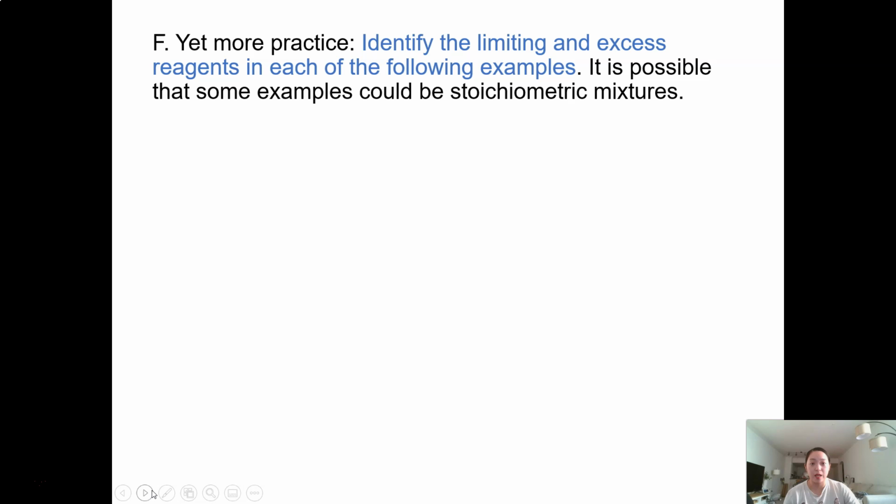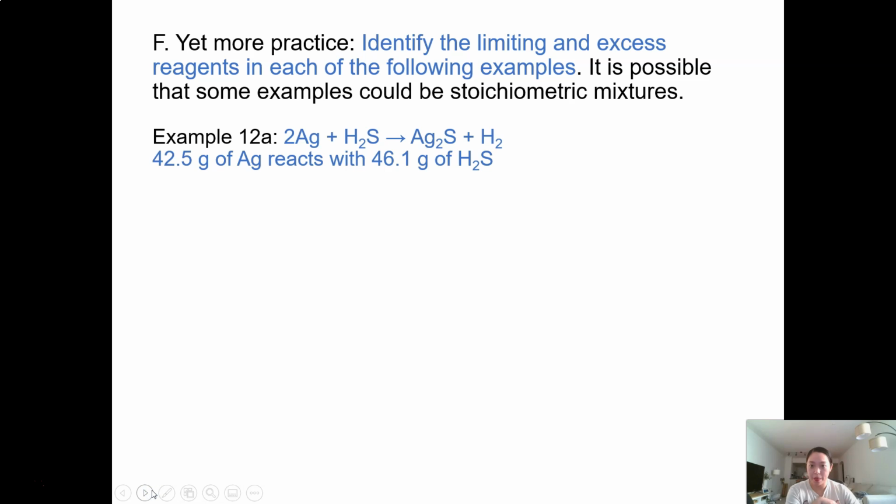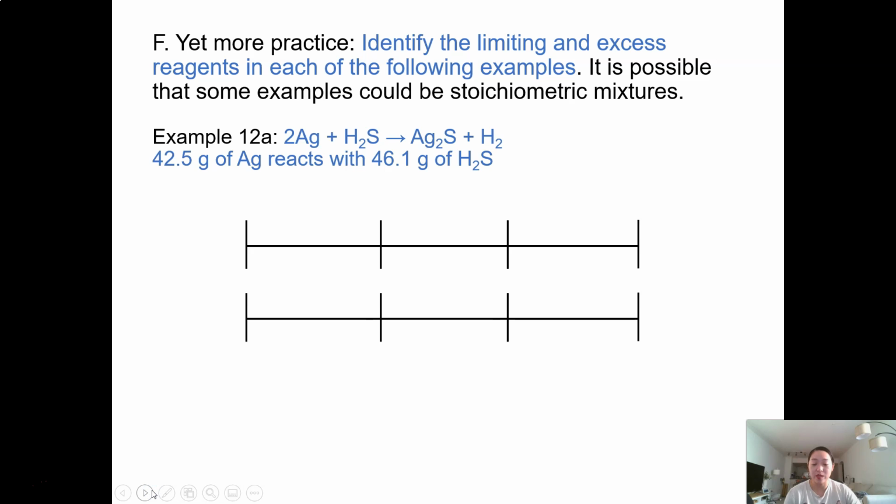Let's take a look at another example of how you would do this same process where you identify the limiting and the excess reagent or reactant in each of these following reactions. So here's my first reaction. Silver combined with hydrogen sulfide, giving me silver sulfide and hydrogen gas. If I were to be given 42.5 gram of silver to react with 46.1 gram of hydrogen sulfide, which one is my limiting and which one is my excess reagent? Once again, we're doing two calculations for each of these pieces of information that was given to me.